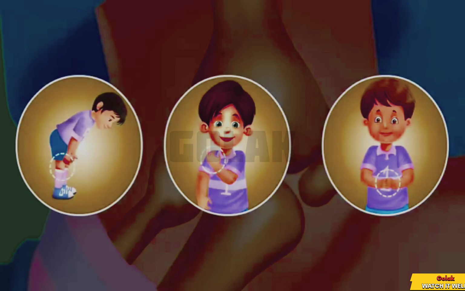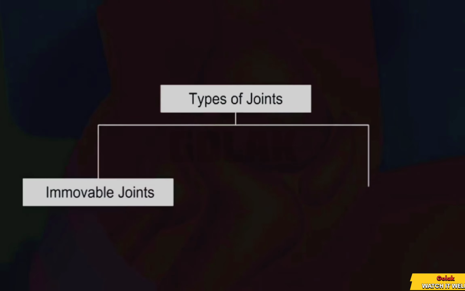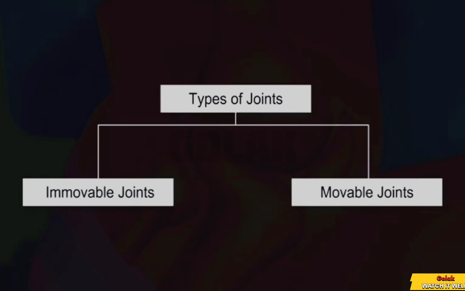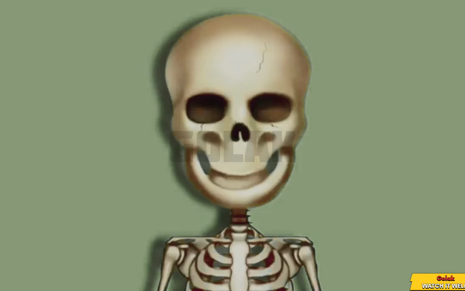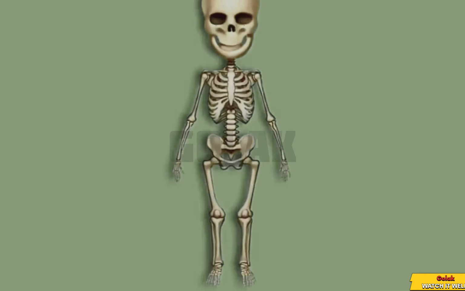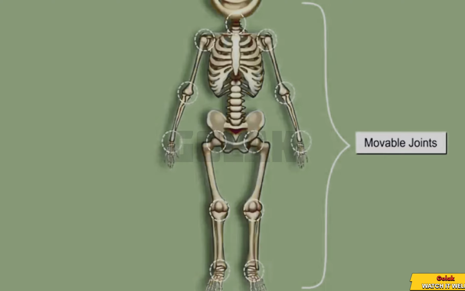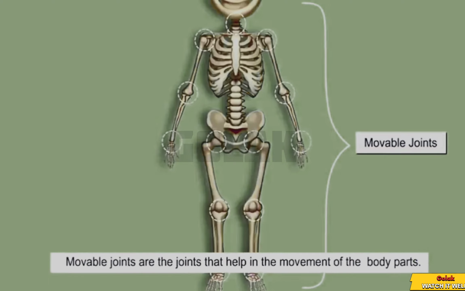On the basis of whether the joint helps in the movement or not, these joints can be categorized into two types, immovable and movable. The immovable joints are the joints that allow no movement of the body parts. These are also called fixed joints. Such joints are found in the skull. Except the joints present in the skull, all other joints found in the body are movable. Movable joints are the joints that help in the movement of the body parts.